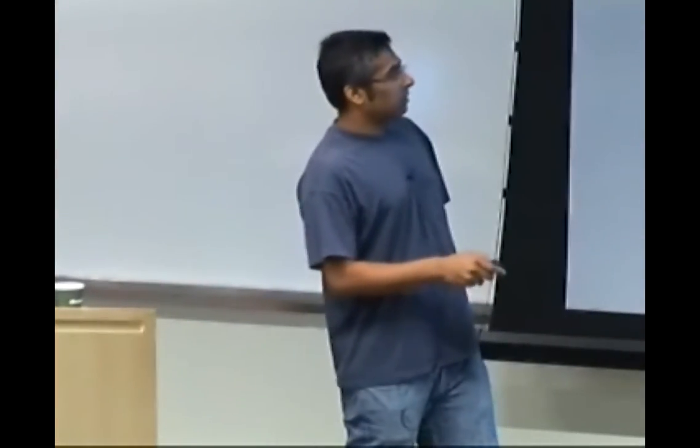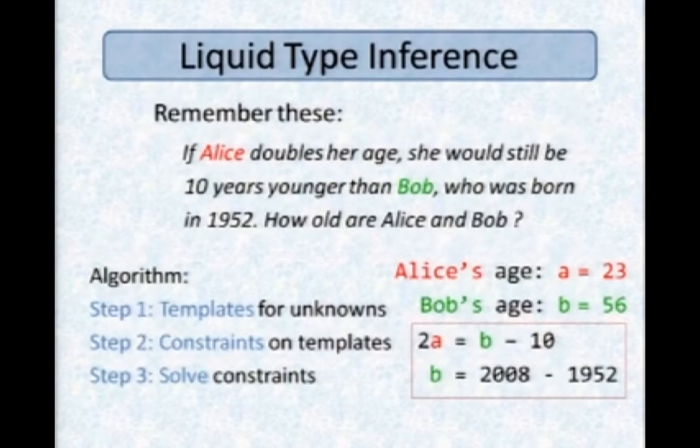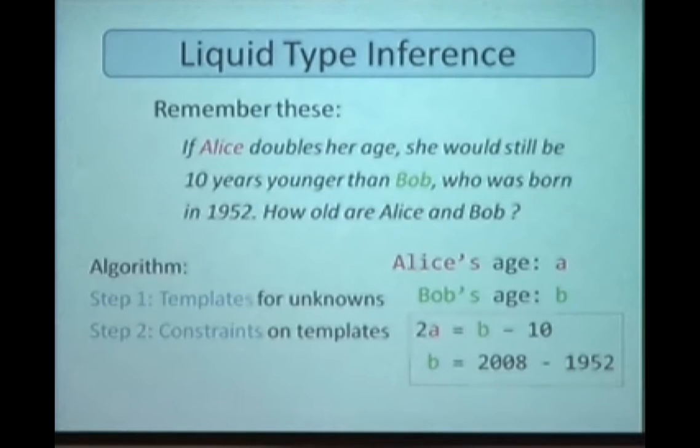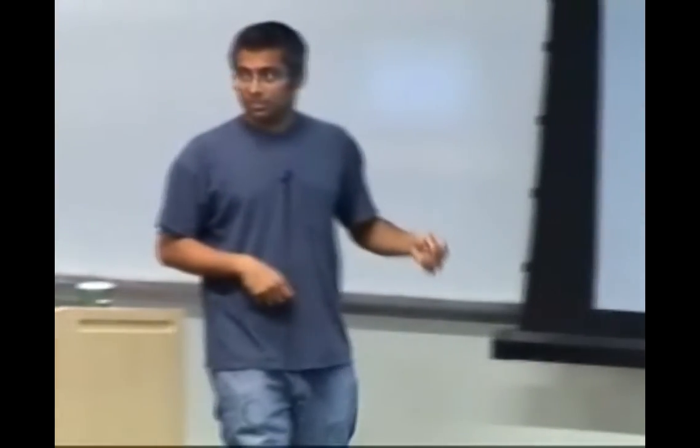Okay, in the second step, you generate constraints on these templates. So let's see what the constraints would be. If Alice doubles her age, she would still be 10 years younger than Bob. So Alice times 2 is equal to Bob minus 10. And Bob was born in 1952. So Bob's age is 2008 minus 1952. And in step 3, you solve these constraints. Okay, and you get some solution. Alice is 23, Bob is 56 apparently.